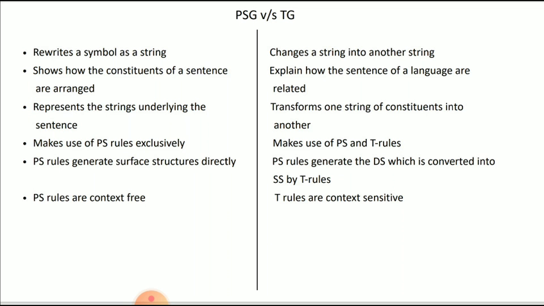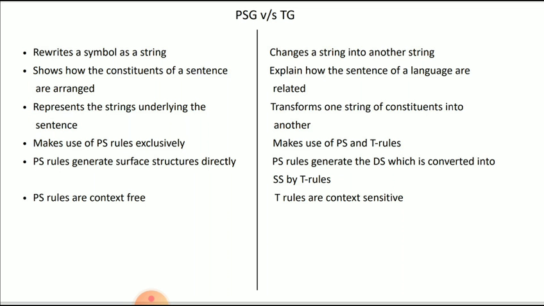Now, PSG represents strings underlying the sentence. So, PSG represents the strings which underlie a basic sentence, and TG grammar transforms the constituents of one string to another. That is, it has the ability to transform one string to another. So, if it was an assertive sentence, it has the ability to transform it into an interrogative sentence. If it was a positive sentence, it has the ability to transform it into a negative sentence. But PSG just represents the string that underlies the sentence. That is, it just shows the deep structure of a sentence.